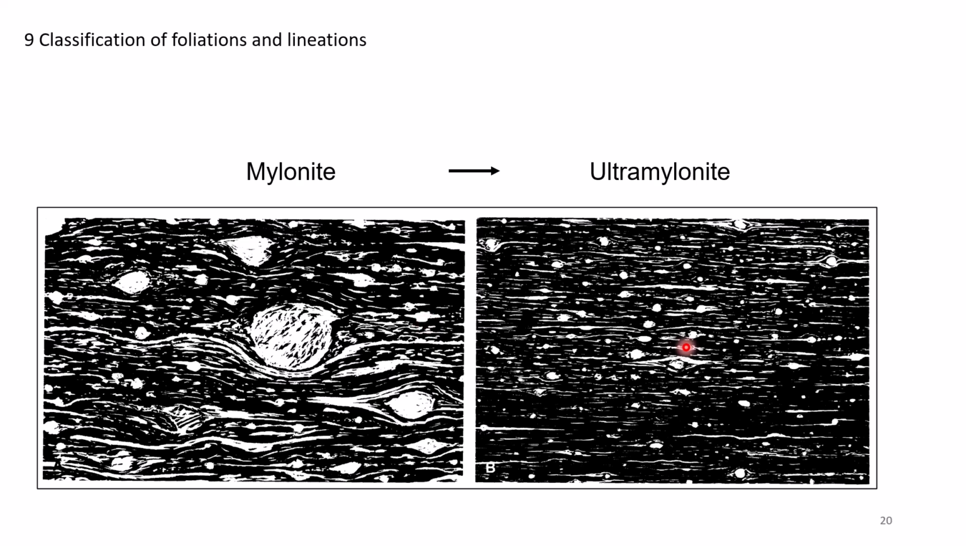In an ultramylonite, even in thin section scale, you should see that most or almost all porphyroclasts are eliminated. Here are still some visible, but in proper ultramylonites, they all should be gone. They should be recrystallized and have undergone dynamic recrystallization and dissolution creep, which destroyed porphyroclasts.